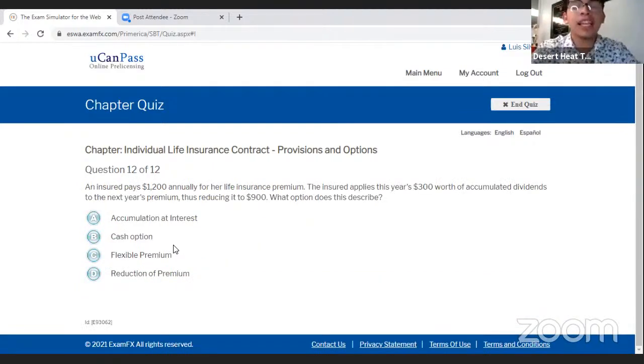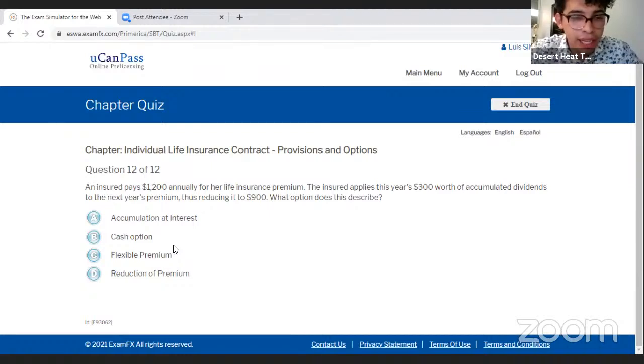Does anybody have any questions? Last one, guys, we got this. An insured pays $1,200 annually for their life insurance premium. The insured applies this year's $300 worth of accumulated dividends to the next year's premium, reducing it to $900. What option does it describe?